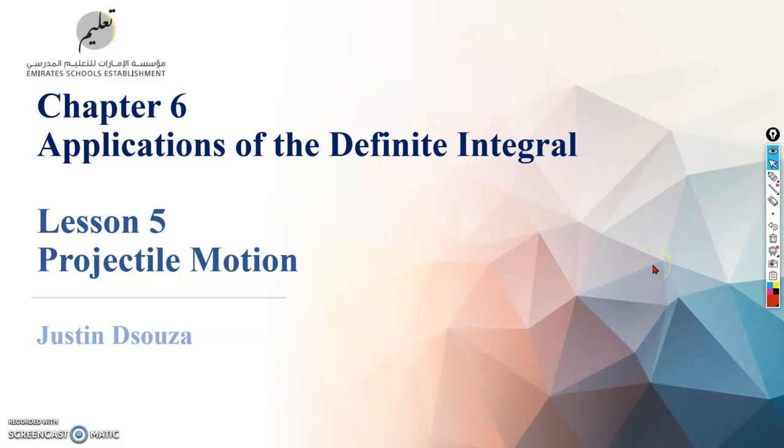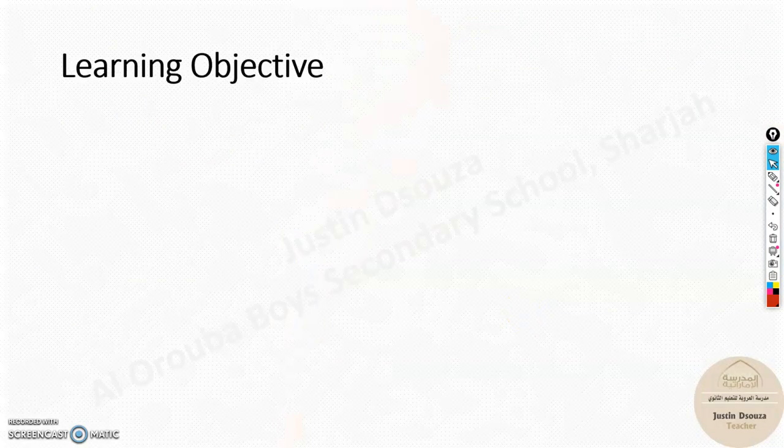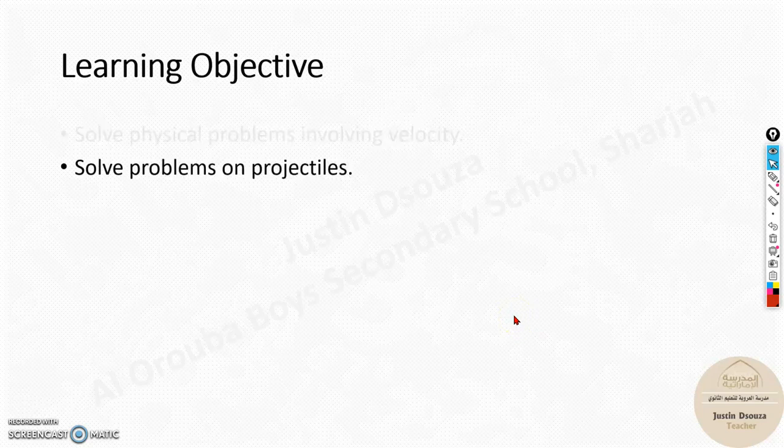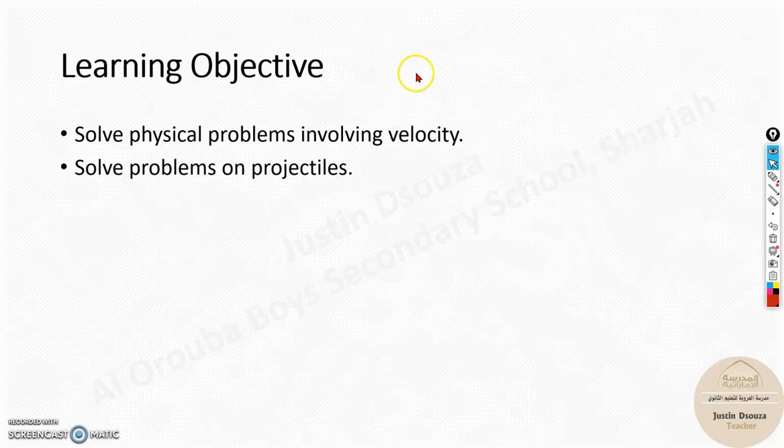Hello all, and welcome back to lesson 5 in chapter 6, that is projectile motion. The learning objectives of this lesson are to solve physical problems involving velocity and solve problems on projectiles. In the coming sections, we will look into both of these objectives.